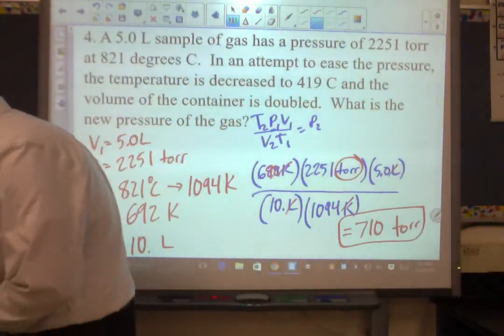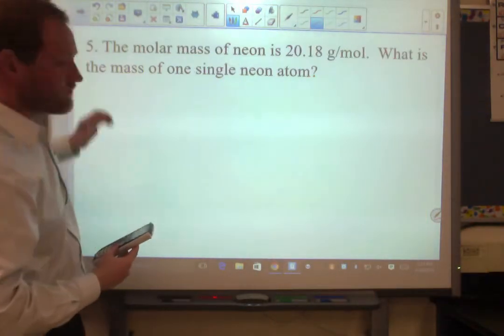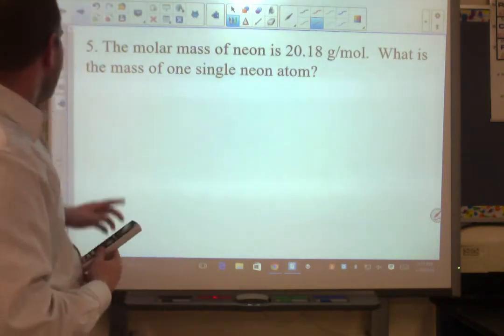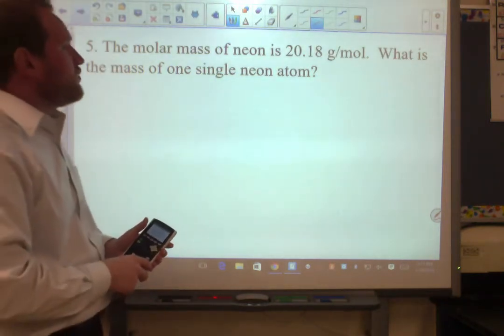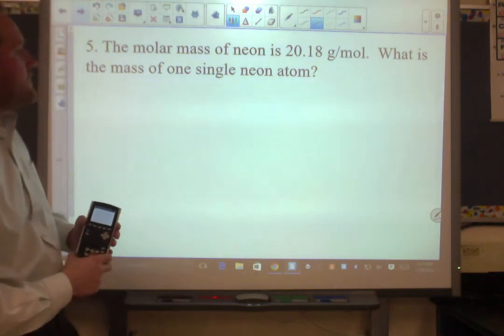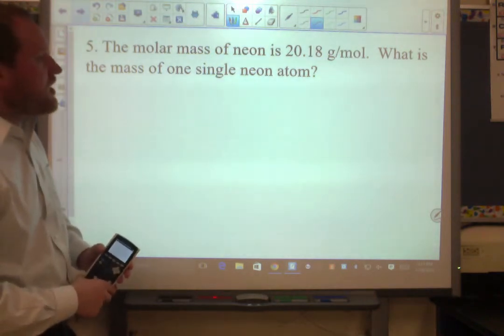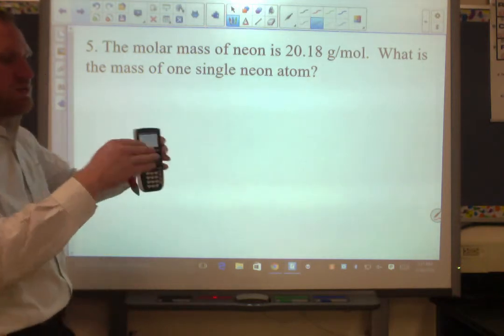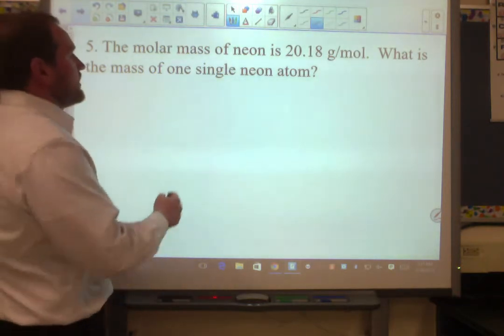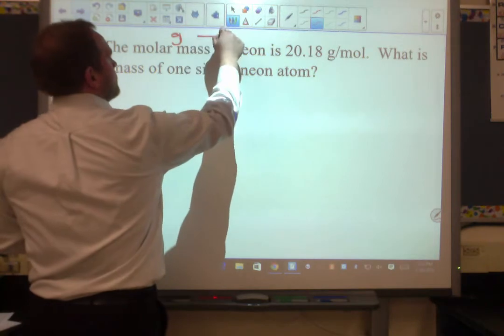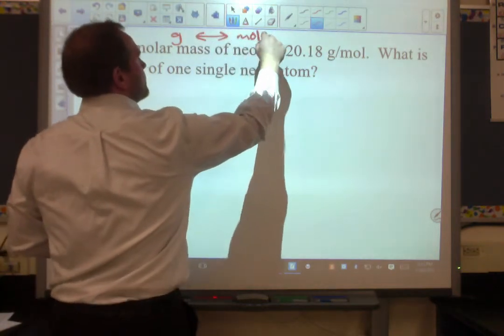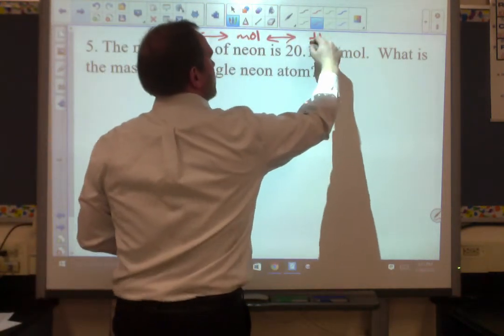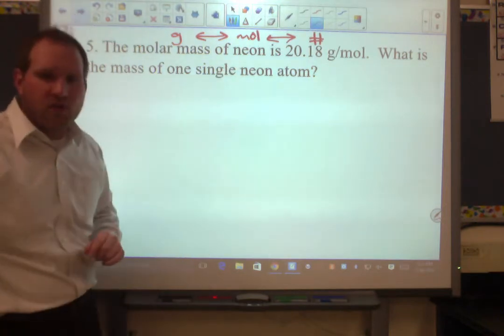Okay, next problem. We don't have time, 13. All right, molar mass of neon is 20.18 grams per mole. What's the mass of one single neon atom? This is basically just a conversion factor problem. It's one of these grams to moles to number of particles. The moles are always the middleman.